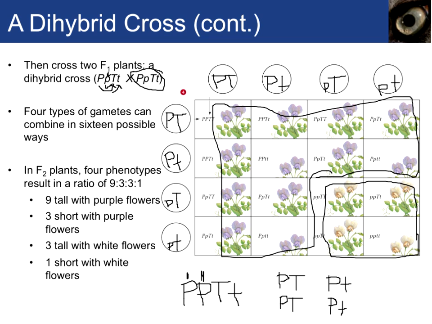But also something else you get is a different ratio with the phenotypes. You end up getting a 9-to-3-to-3-to-1 ratio looking at both of the traits. So you have 9 tall with purple flowers, 3 short with purple flowers, 3 tall with white flowers, and 1 short with white flowers. So again, if you're looking at one trait, with Mendelian genetics, you get a 3-to-1 phenotypic ratio. If you're looking at two traits in a dihybrid cross, you get this characteristic 9-to-3-to-3-to-1 phenotypic ratio.